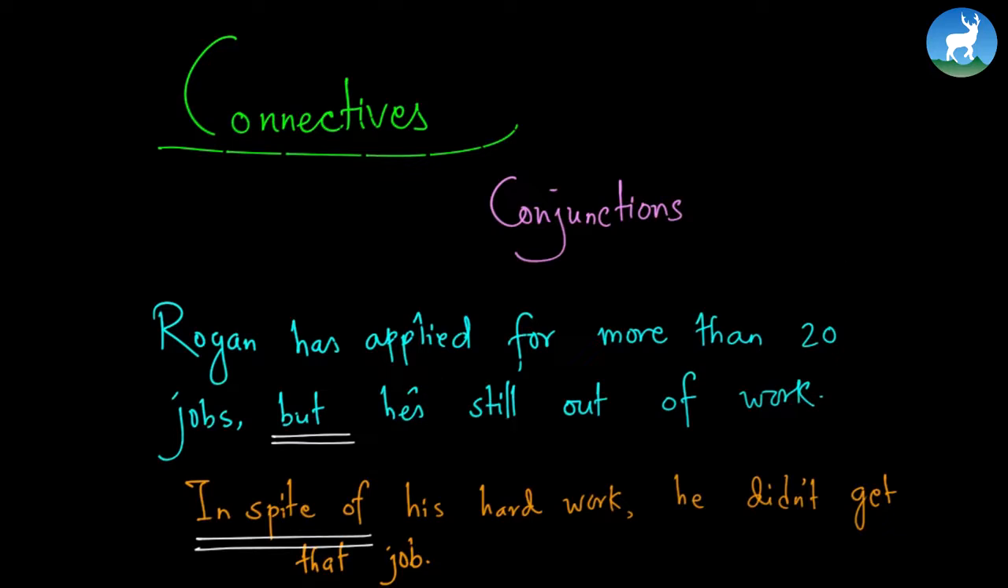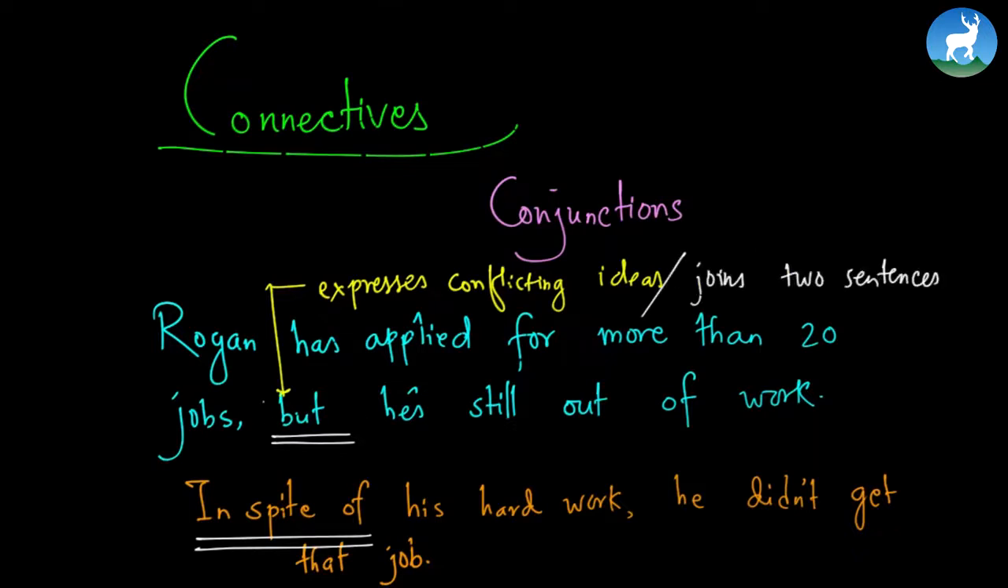What does the first connective do? The first connective, as a matter of fact, expresses conflicting ideas, correct? It also joins two sentences. So this little word called but expresses conflicting ideas and joins two sentences. In the second case, this word in spite of expresses concession, and also it joins two sentences.